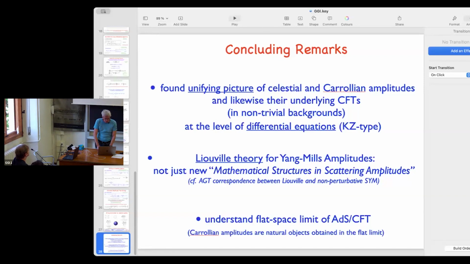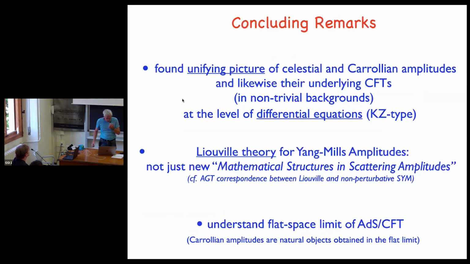Okay, let me conclude. So I have shown you a unifying picture of celestial and Carrollian amplitudes at the level of differential equations, which are KZ-type-like, and they can be solved, for example, such that they describe amplitudes in non-trivial backgrounds, which after all is probably what you should do, because when you do string theory and extract gluon amplitudes from it, you always have a dilaton in addition.